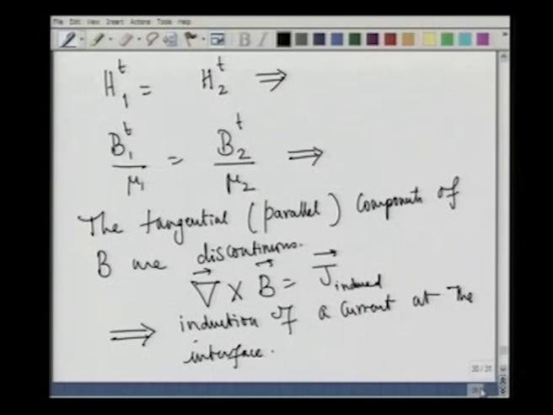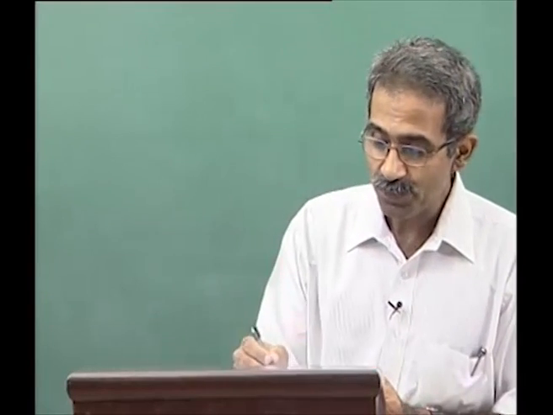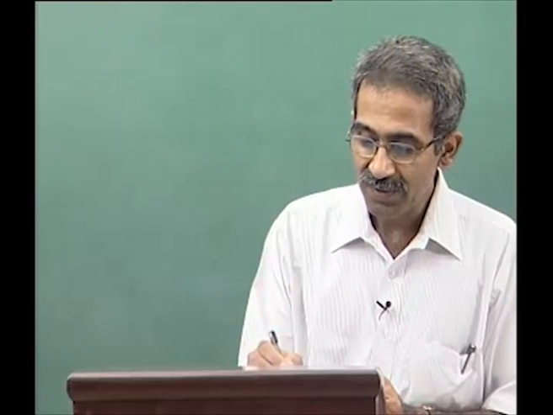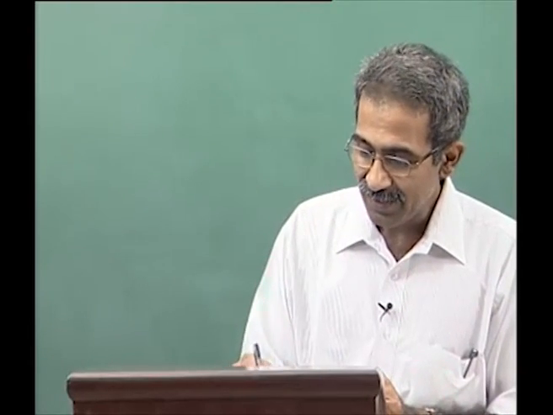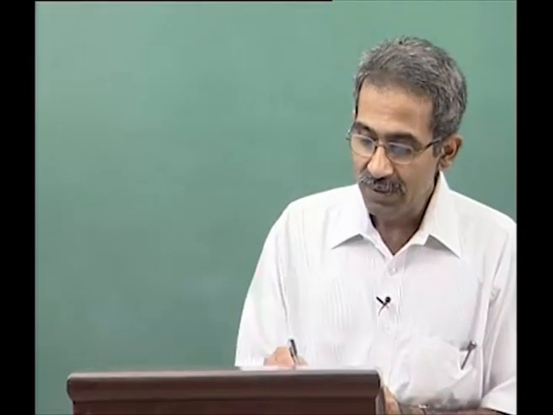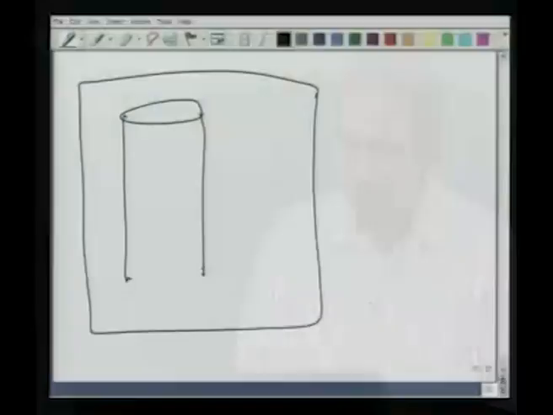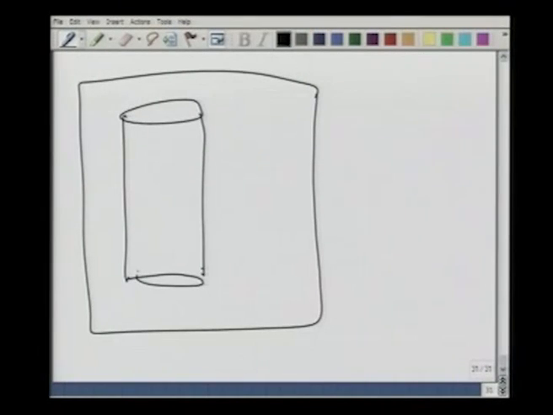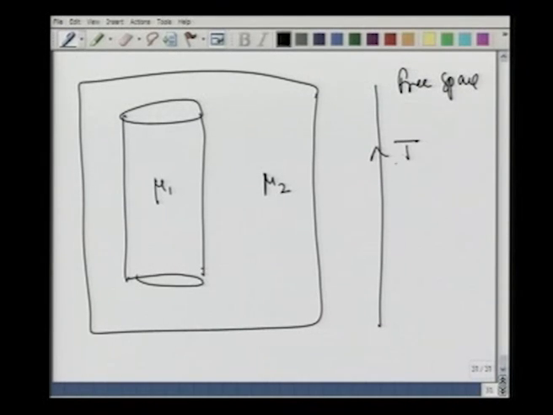So, we can make a nice neat problem on that. You take a conducting wire, is that okay? Place it in a large medium, in fact very much analogous to whatever I stated earlier. There is a mu1, there is a mu2, and this is free space. And let me send a current I here.